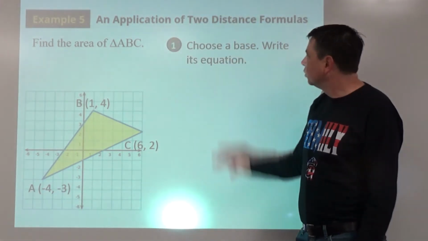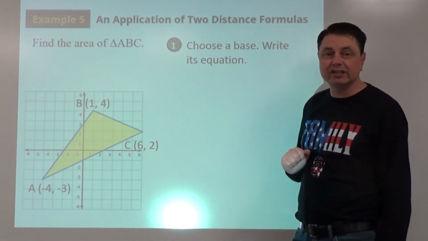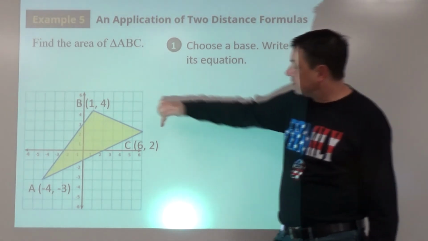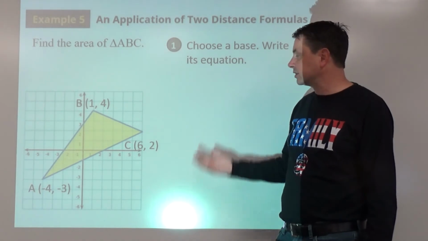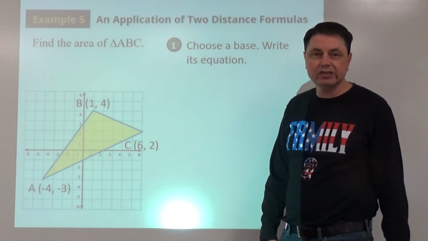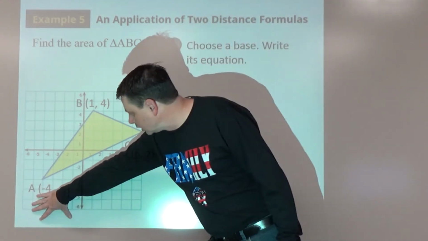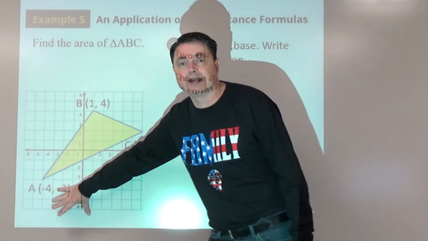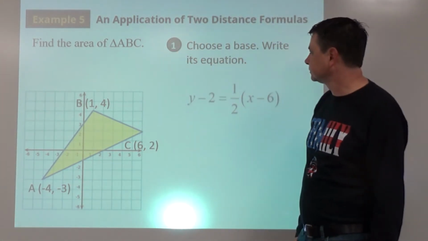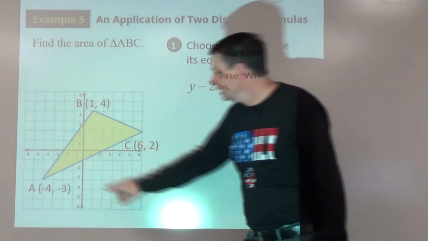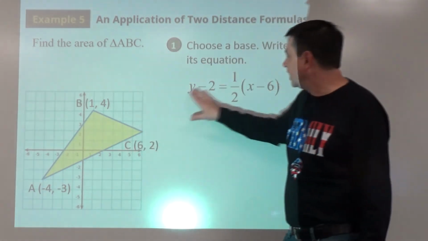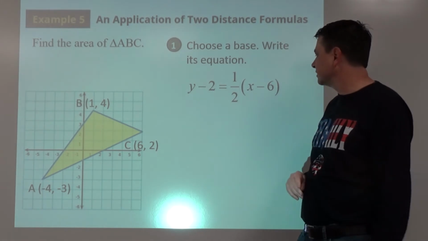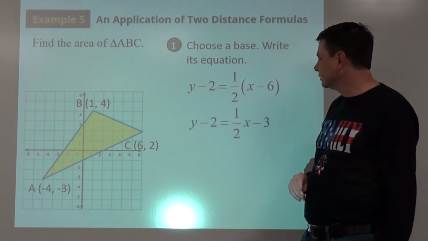Okay. So once we choose the base, we need to write its equation. So we need to find the slope. We do that by rise over run or the slope formula. That would be first. And then we could use point slope form with either one of these points to write the equation. So the slope is up 1, right 2. And then if we use this point, y minus 2 is 1/2 times x minus 6. Distribute.